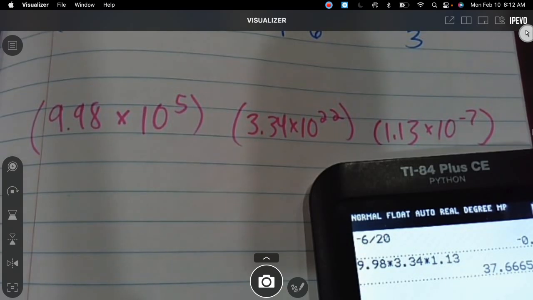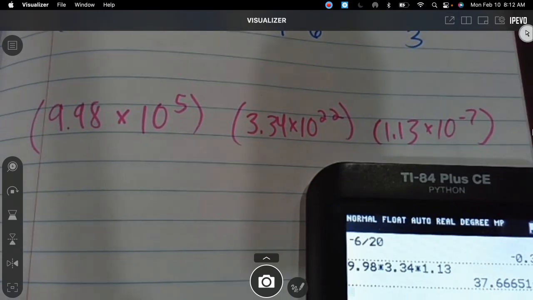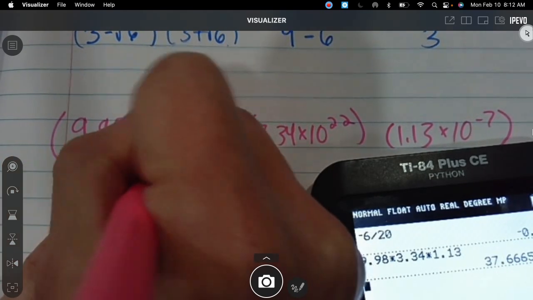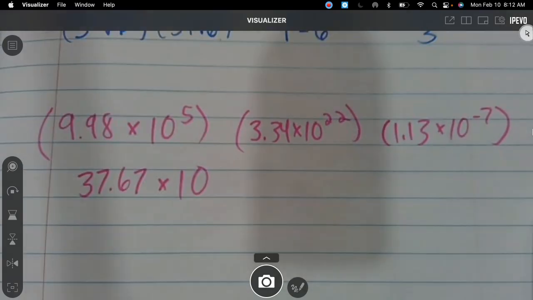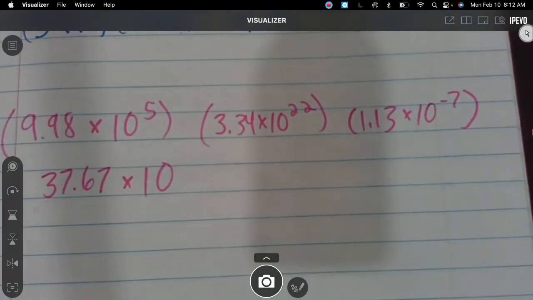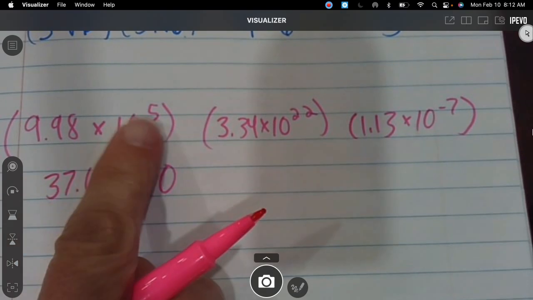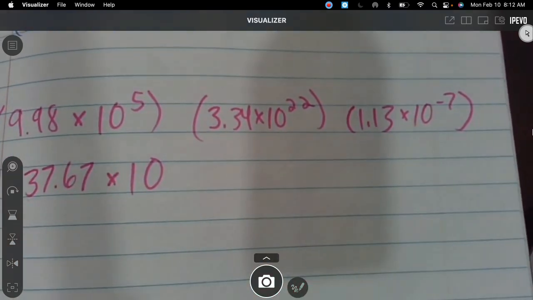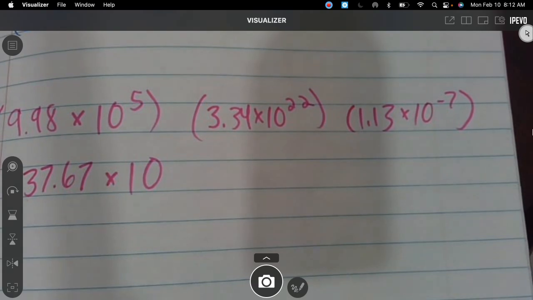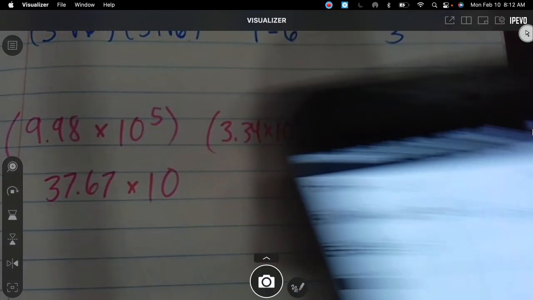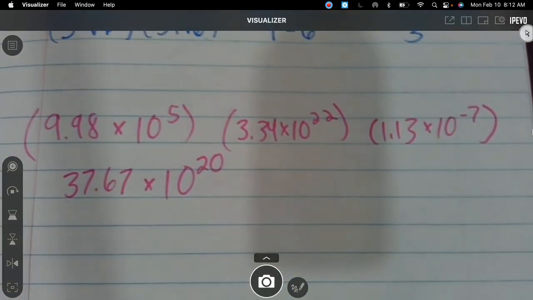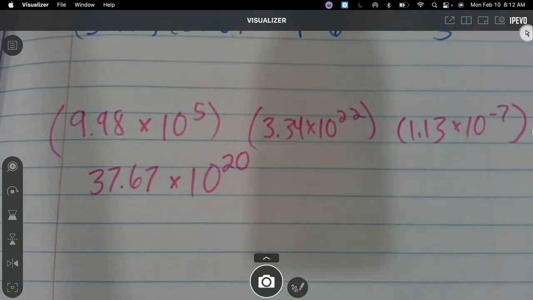Okay. All right. Anyway, we'll multiply those and we get 37.67. Okay. Now, times 10 to what do you do with all those numbers above the tens? Yeah, you add them all up. They have the same base, okay? So we'll just add 5 plus 22 plus negative 7. And it tells me my exponent is going to be 20. So you might think that's your answer. It's very, very close to being your answer, okay?